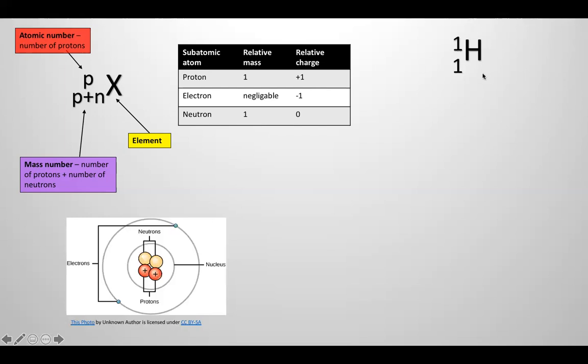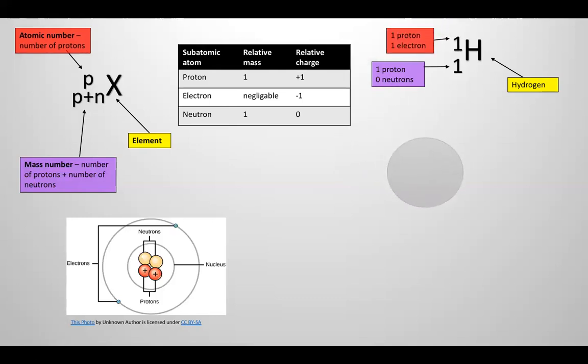H is the element. Its atomic number is 1, which shows that there's 1 proton present. And there are no neutrons, so its mass number is still 1. So here we're just going to label it hydrogen: 1 proton, 0 neutrons, because 1 + 0 is 1.